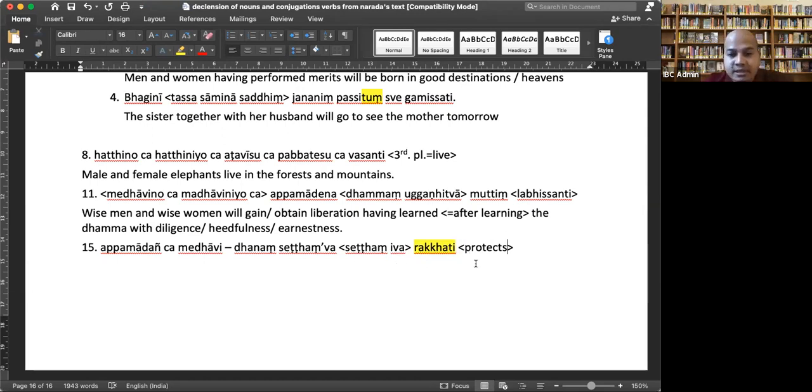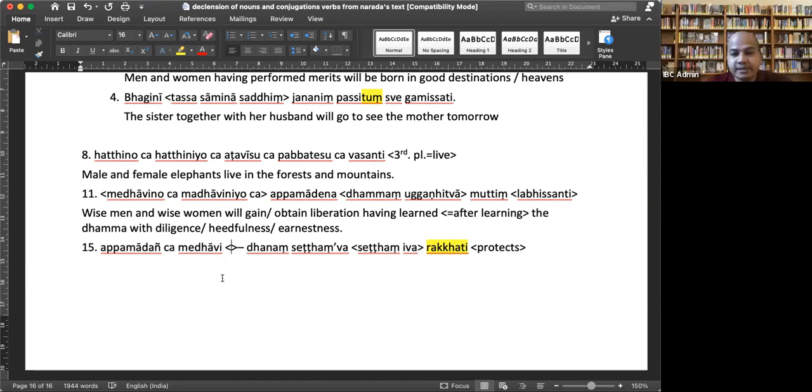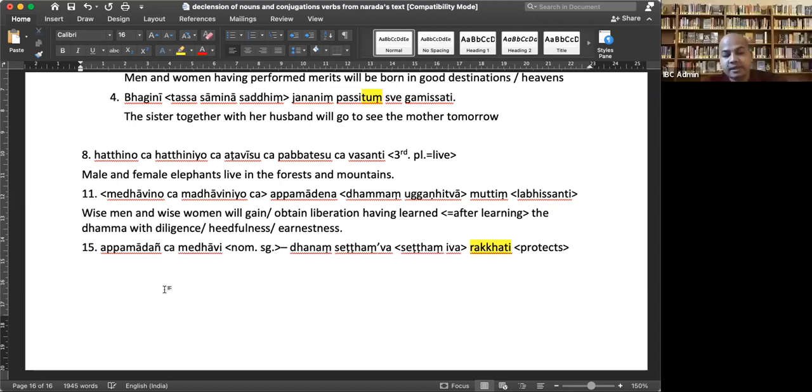Who is protecting what? Medhavi is the subject here, right? Medhavi, this is nominative singular. Medhavi, a wise person, a wise man. A wise man protects. So this much we can understand. Medhavi rakhati. What? Dhanang settang va.